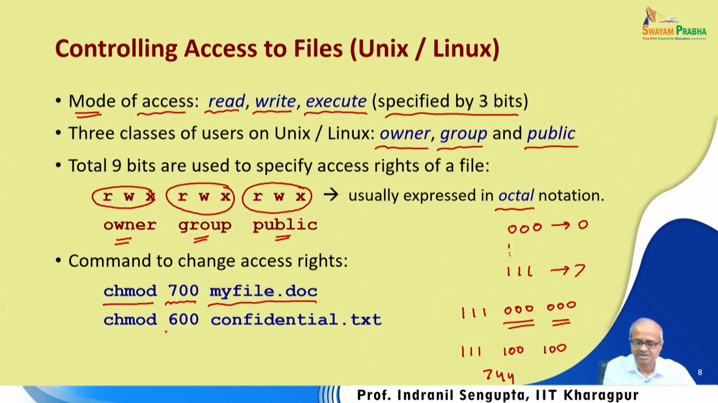Similarly, another example, 600, where 6 means 110. So, I am giving only read and write permission, not execute permission, to the owner. Like this we can specify access rights to the files, so that accidentally you cannot carry out any other kind of operations even if you want to. Okay.